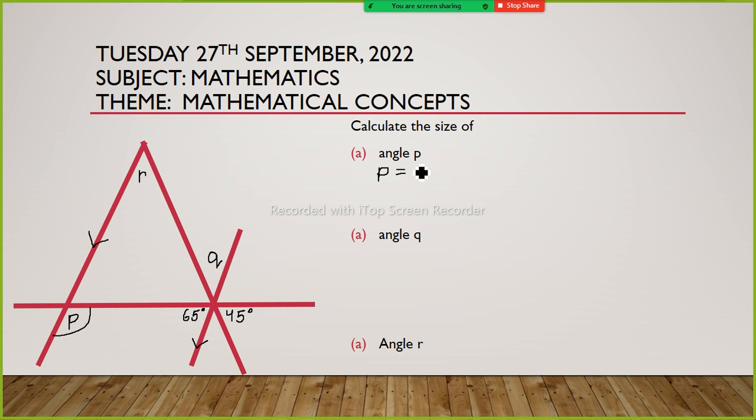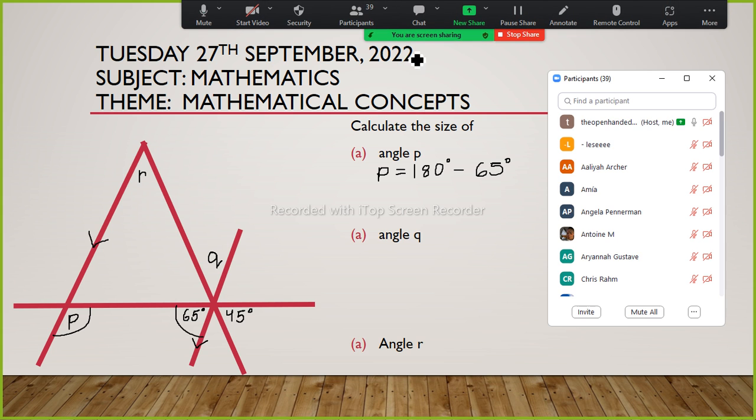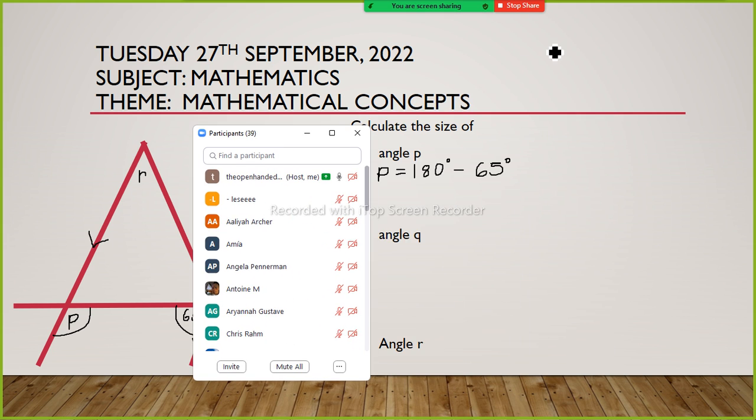180 minus 45? Very good. 180 degrees minus what? 65. 65 degrees. Why? Because these are co-interior angles, and co-interior angles add up to 180 degrees. Very good. So that's how we get that one. So 180 degrees minus 65.